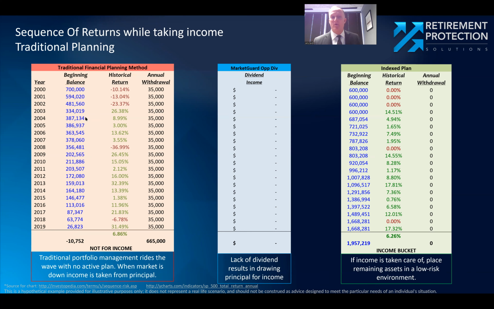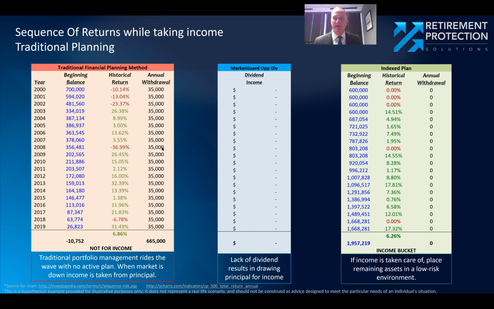Maybe we would say it might recover. The following year, 8.9% return, but you had to pull 35,000 out. That's more than you got in that return. Now you're down to 386. There's your return, there's your withdrawal, et cetera, et cetera. Now you're down to 356. And there was another recession, the financial crisis, the mortgage debacle, everything that happened here. And you still had to pull money out.